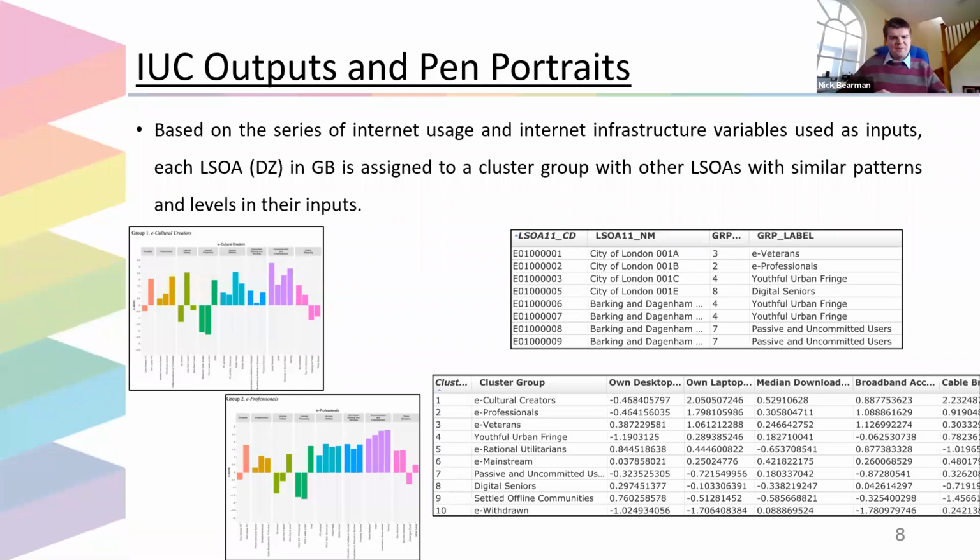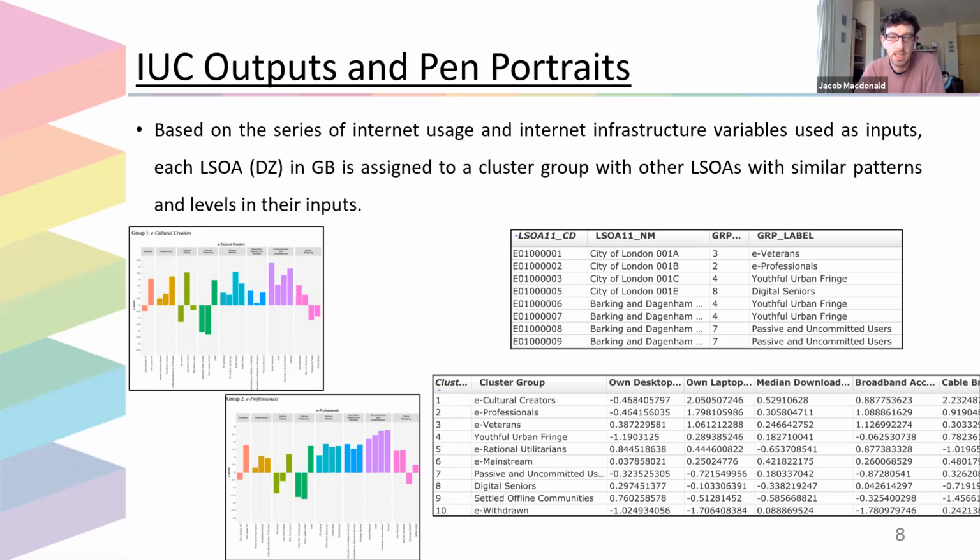So, going back to the internet user classification. We've got our outputs and the pen portrait here, and we've got a few examples on the slide. Could you take us through what we've got on here, please, Jacob? Sure. Yeah. So this is exactly what we were speaking about in the previous slide.